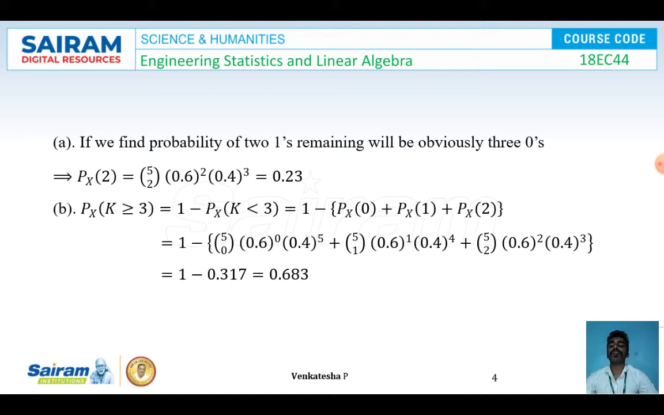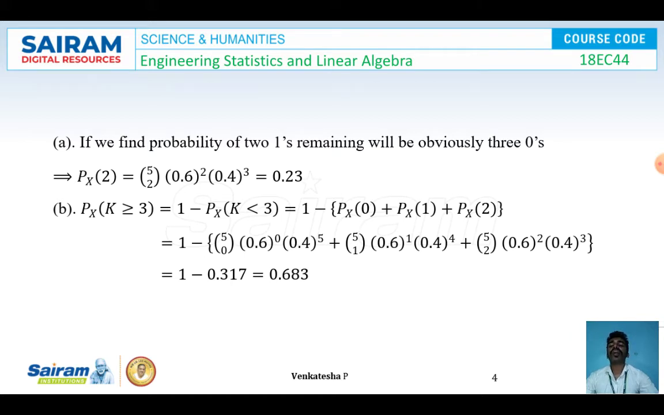So P_X of 2 will be equal to what? 5C2, 0.6 whole square, 0.4 whole cube, is equal to 0.23. In the previous expression, I'm just replacing x is equal to 2. I got the expression 5C2, 0.6 whole square, 0.4 whole cube, is equal to 0.23.